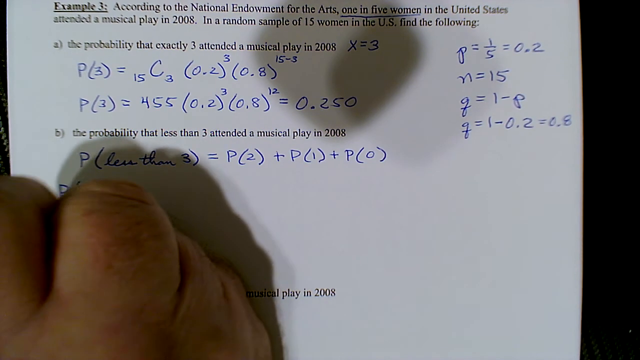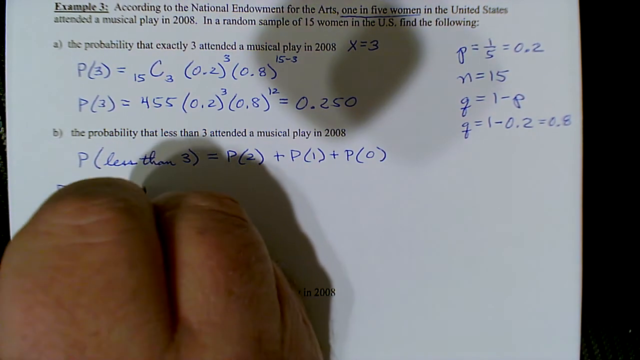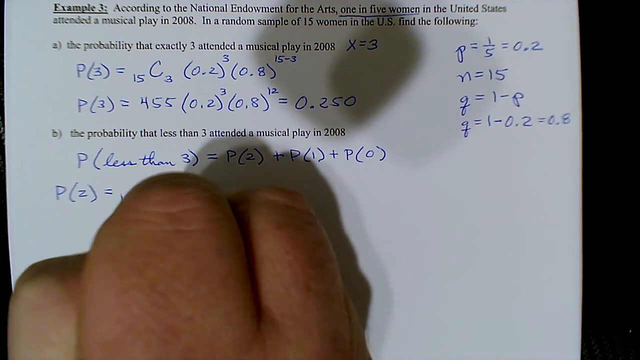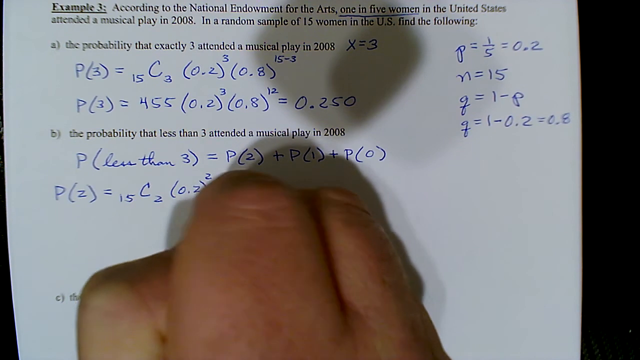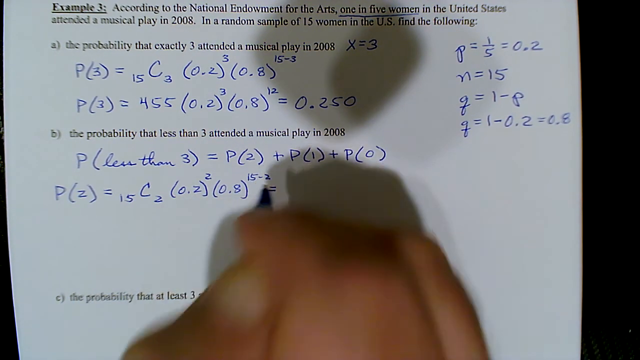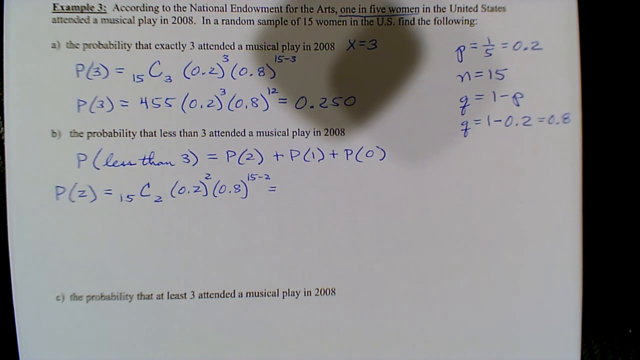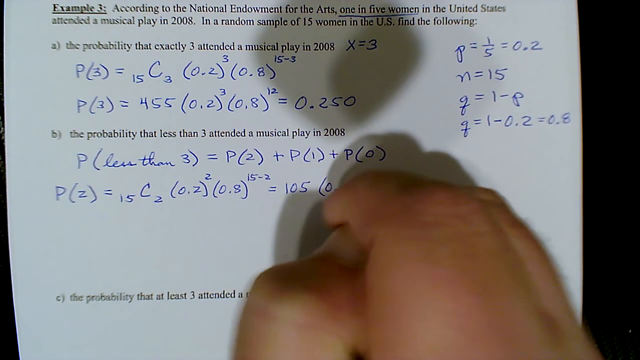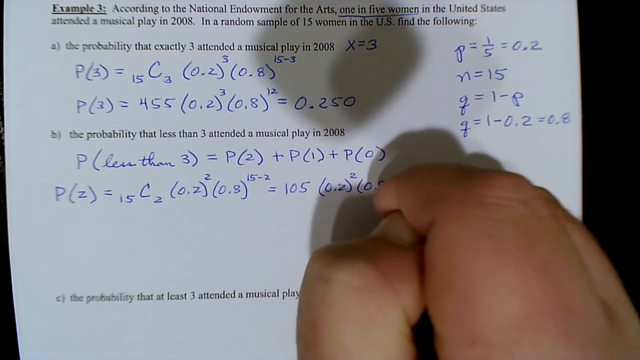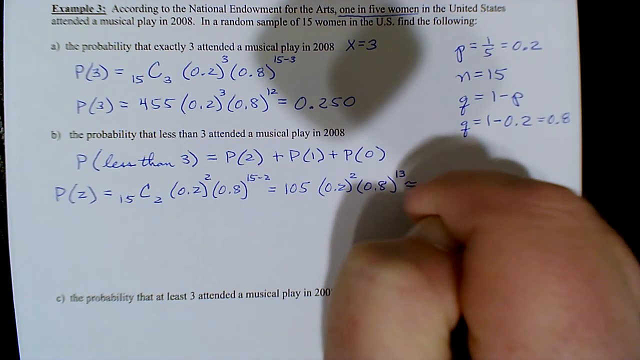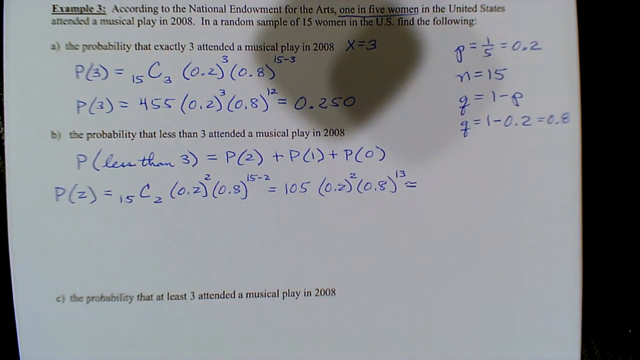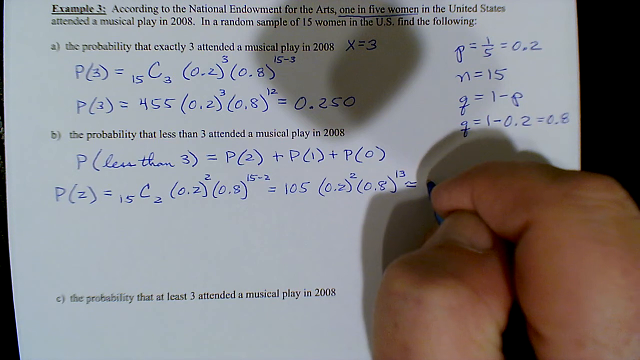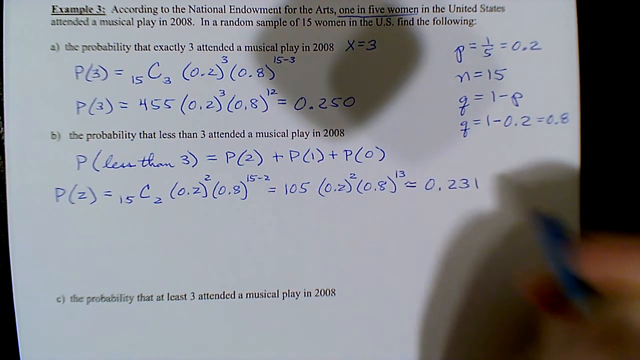So the probability of 2 is going to be 15 C 2 times 0.2 to the second, and then times 0.8 to the 15 minus 2, which is 13. 15 C 2 is 105, and then times 0.2 to the second, times 0.8 to the 13th, and that's approximately 0.23089, so 0.231 I'll say.